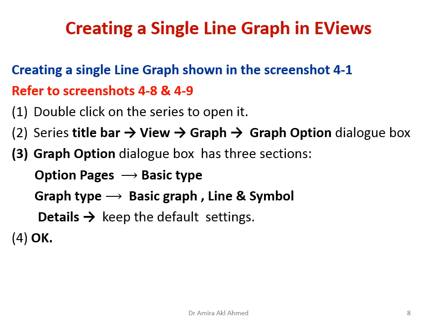Let's start by showing how to create a single line graph for a single time series variable, that is the monthly exchange rate of the UK pound against the US dollar, shown by the screenshot 4.1. To graph this variable, double-click on that series to open it. From the series title bar shown by the screenshot 4.8, select View, then Graph, to bring up the Graph option dialog box for a single series that is depicted in the screenshot 4.9.